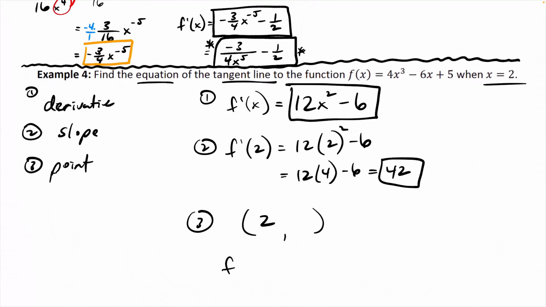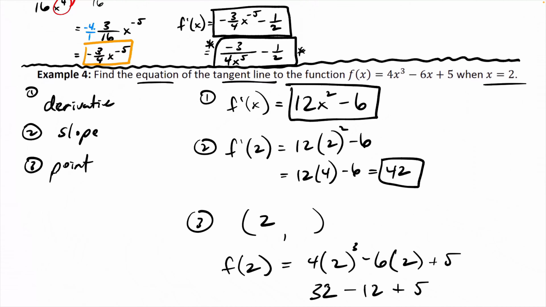Plug in x to the original. To the original. Very good. Plug it back into the original. Bring it back. 2 squared, so we get 4. See, 2 cubed is 8 times 4 is 32. Minus 12 plus 5. 25?